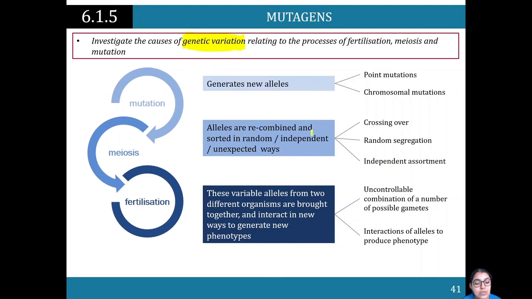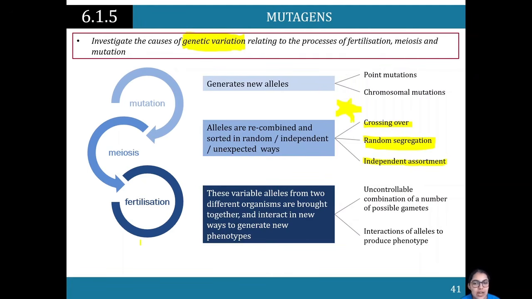is when those alleles are recombined and sorted in random, independent ways. So remember, we have crossing over, we have random segregation. The way in which those chromosomes are separated is random, and the way in which they're sorted and separated is also random. So that's independent assortment and random segregation. Crossing over, really important. You know these three processes in detail. I would add that to my notes.